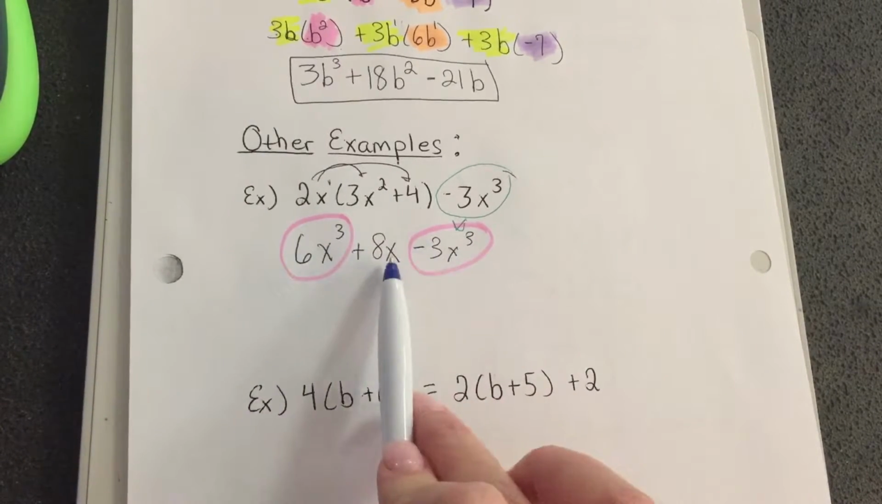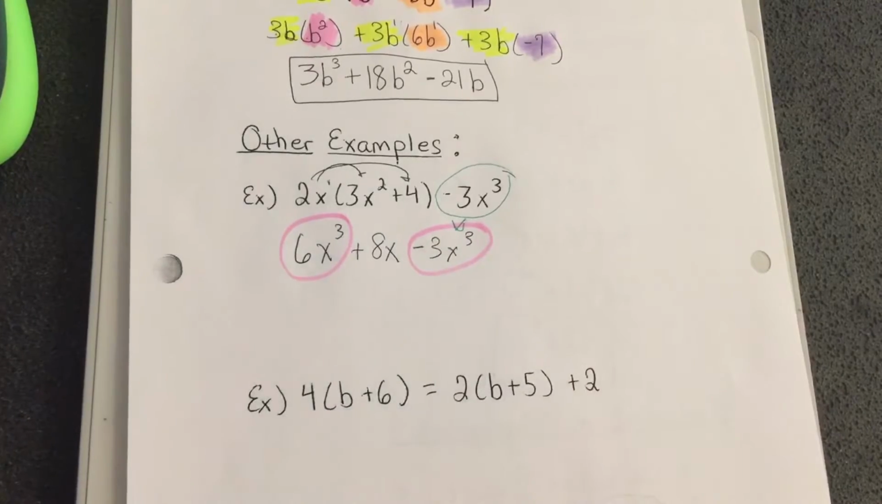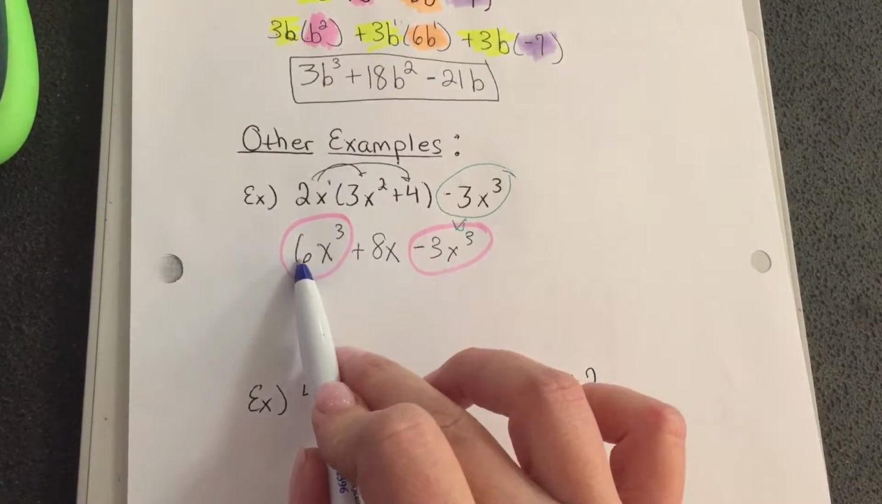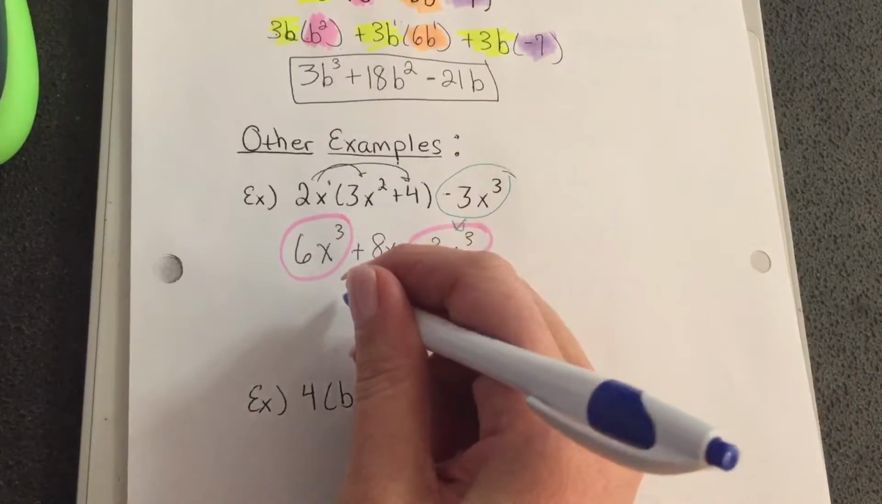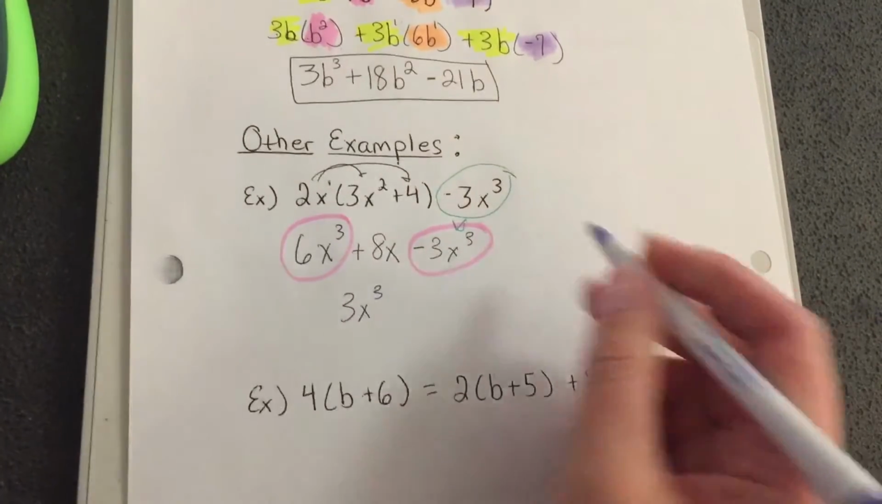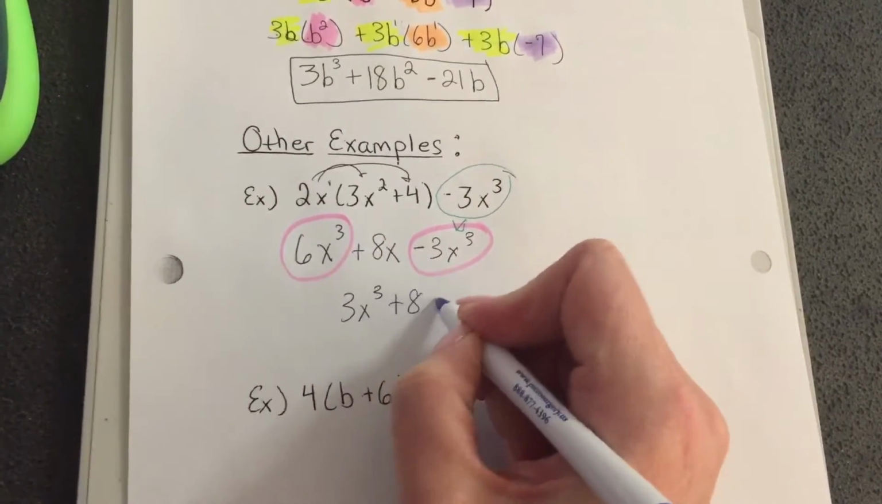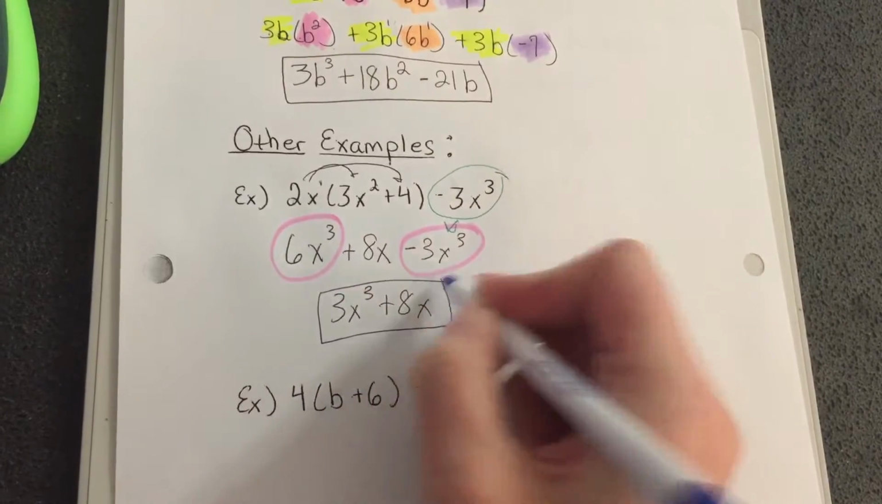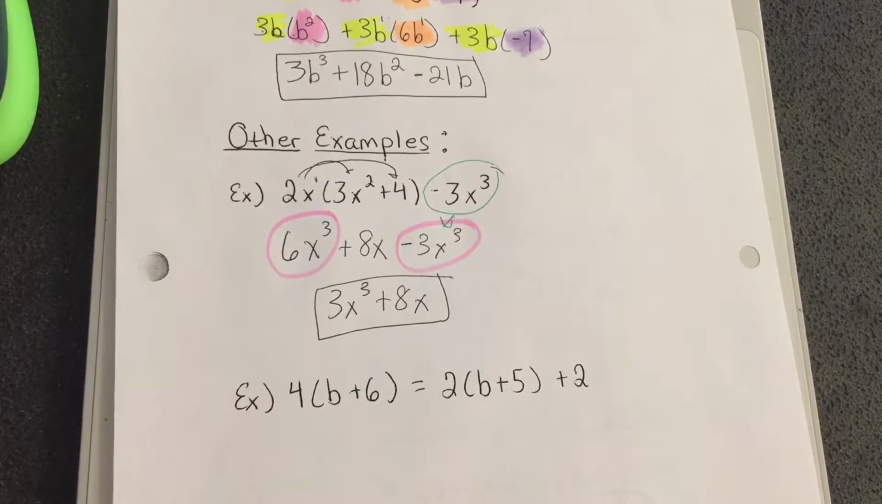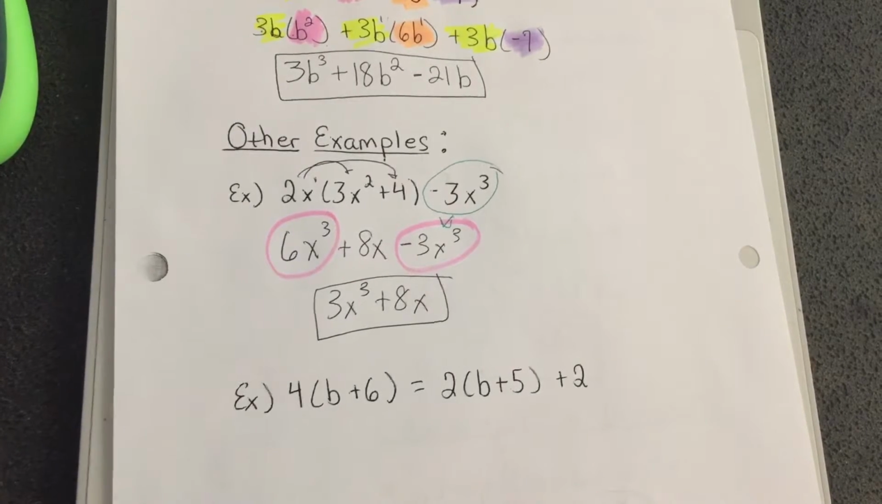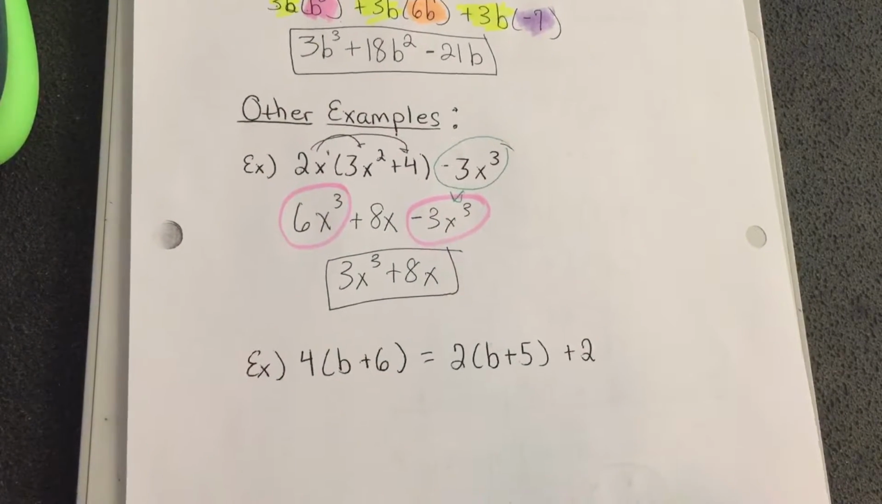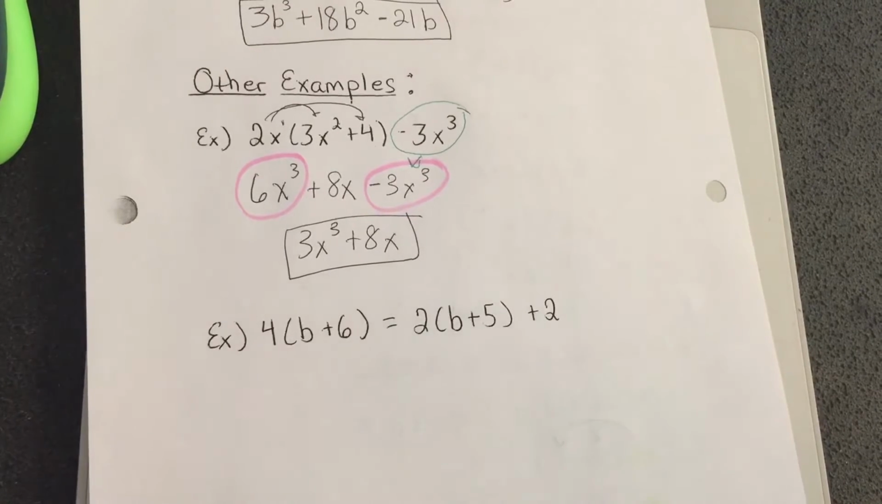Yes, they're all x's, but these are the only ones that have an x cubed on it. So I look at it. 6 minus 3 is 3. I'll leave it x cubed. Nothing combines with the 8x, so I just bring it down. So what you'll do is you'll distribute, bring down the extra term, combine like terms, solve. Normal equation rules, all right? Or normal, when you simplify expressions, the same thing.